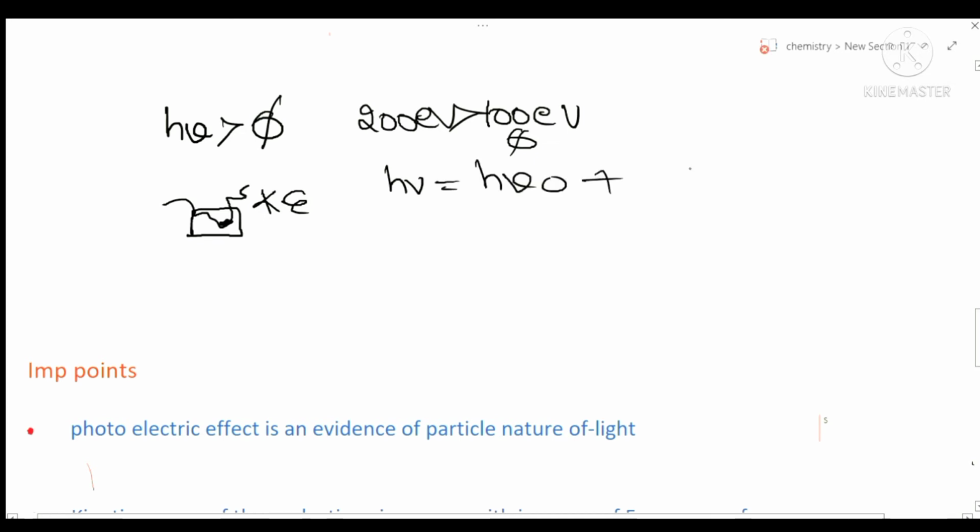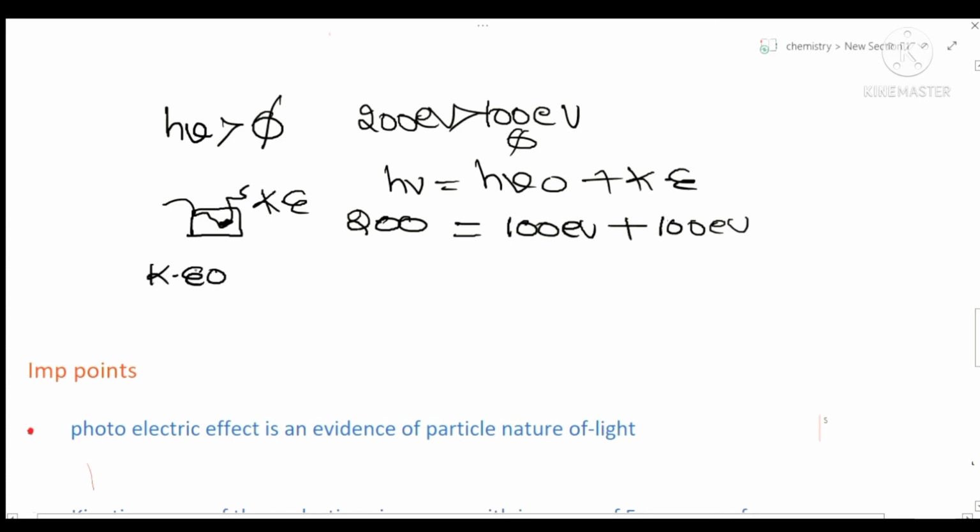We know that h mu is equal to h mu naught plus kinetic energy. I am giving 200 electron volt energy, but for electrons to come out from the metal surface, only 100 electron volt energy is required. So the rest of the energy is converted into kinetic energy. That's why the kinetic energy will be more here; kinetic energy is not equal to 0. In the second case, kinetic energy will be equal to 0.